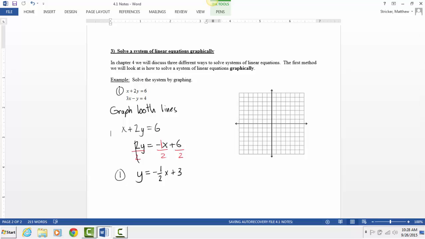And so this one we know has a y-intercept at 3, so I can put a point there at (0, 3), and then it has a slope of -1/2. And remember, when it's negative, instead of rising, we drop, so we go down 1 and to the right 2. And if I go ahead and graph that, you just draw a straight line through those points. When we do that, it looks something like that.